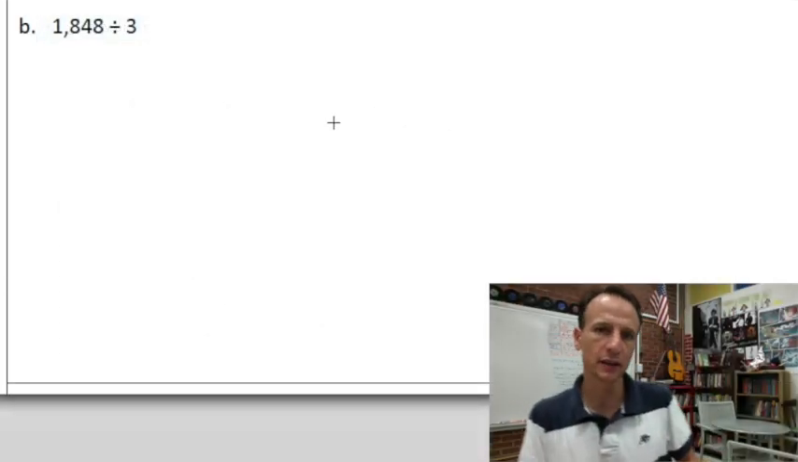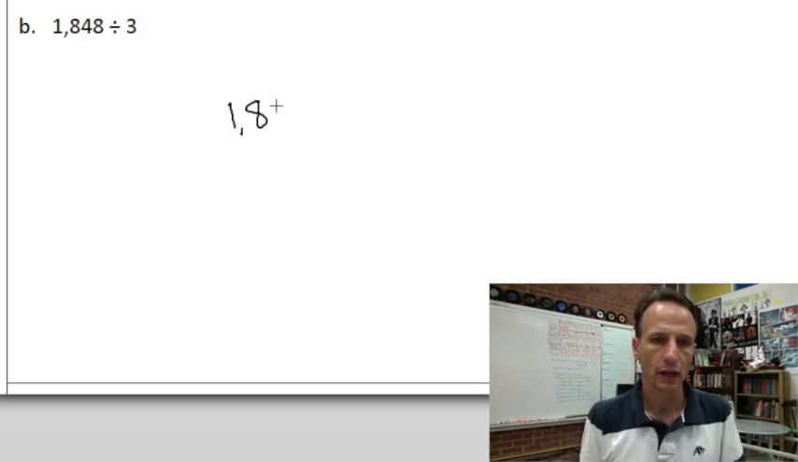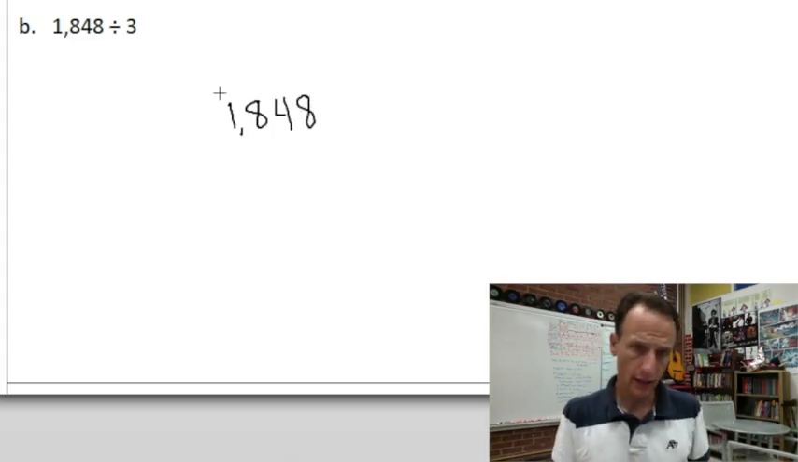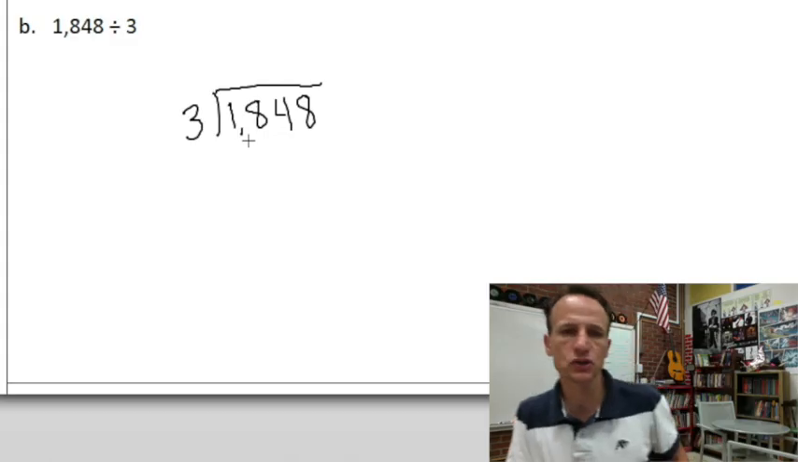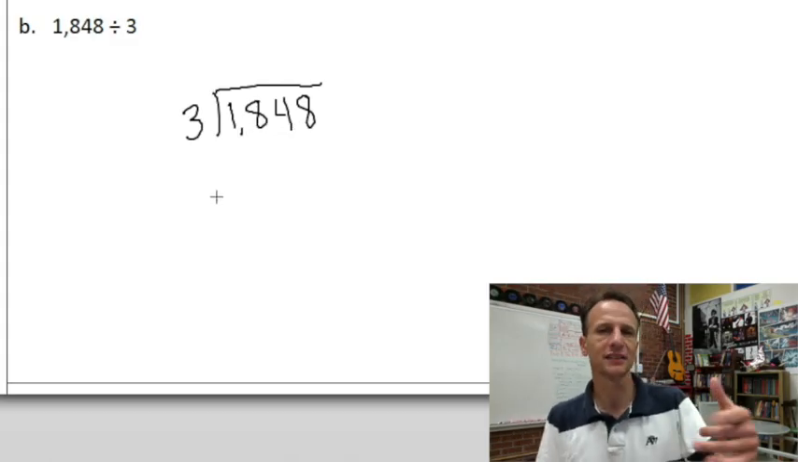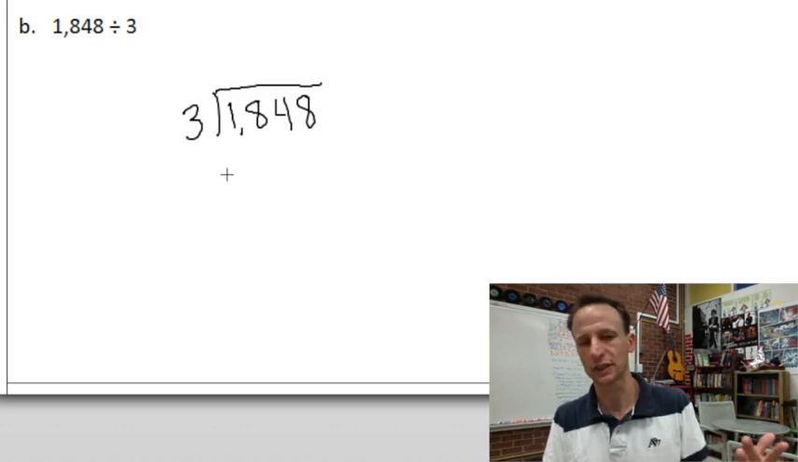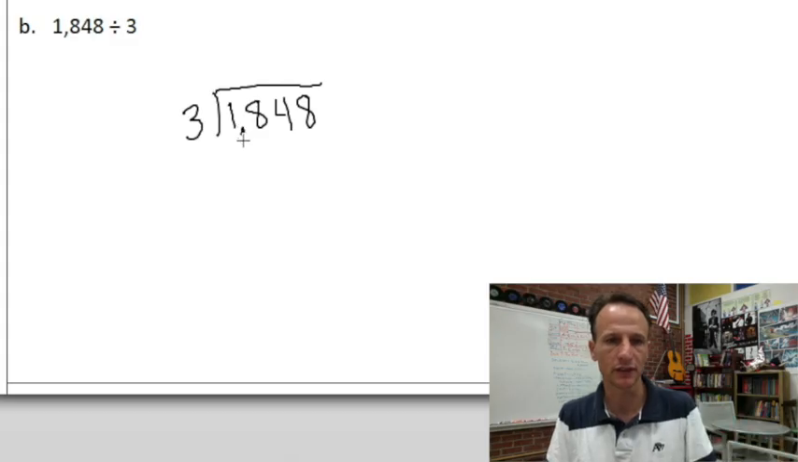Hey B, here we are. We are doing 1,848, and we will be dividing by 3s. So how many 3s in 1? Well, 0, so let's look at 18. And that's probably the last time I'm going to do that, because we can just look at this and we're smart enough that we could say, oh, hey, how many 3s in 18?